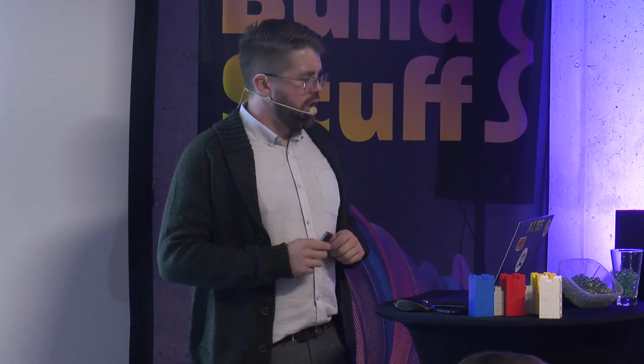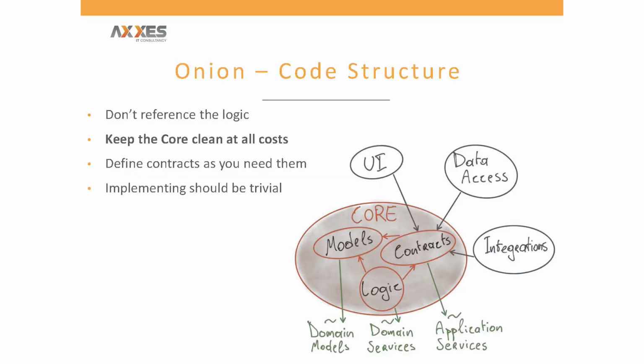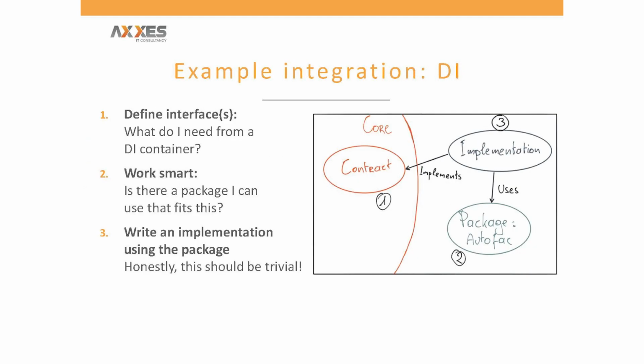There's one thing you have to guard at all costs, is that you don't let anything go into your core. So the domain models, the domain services is just the same three things, I just gave them different names. Say for example, you're going to select which DI container you're going to use. And the thing is, you need something from your DI container in your core. For instance, you need a service locator for some reason.